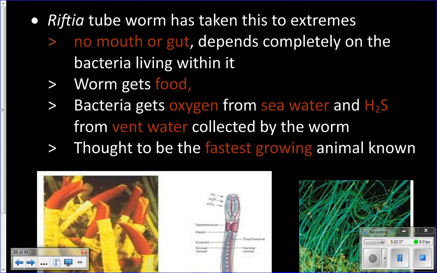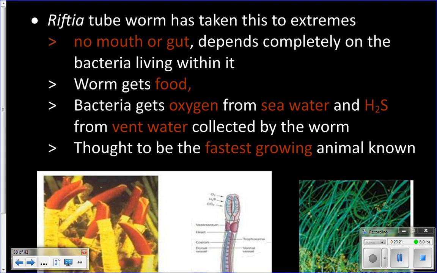One of the most interesting things that we found down there was this tube worm called the Riftia tube worm. It's so strange because we pulled it up and looked at it, and this worm actually has no mouth or gut. All it has is an organ where it harbors chemosynthetic bacteria. It has gills, and it uses those gills to pull hydrogen sulfide and oxygen out of the water for the bacteria, and then the bacteria will give food to the tube worm.